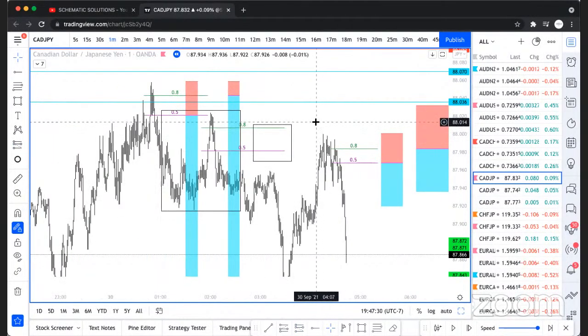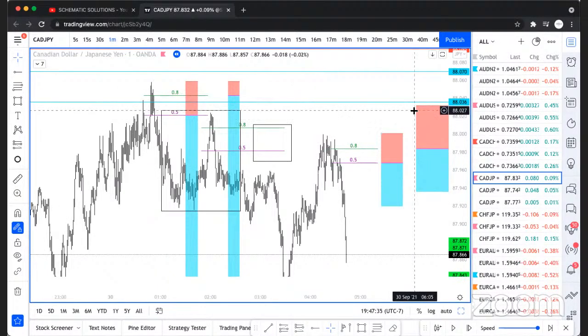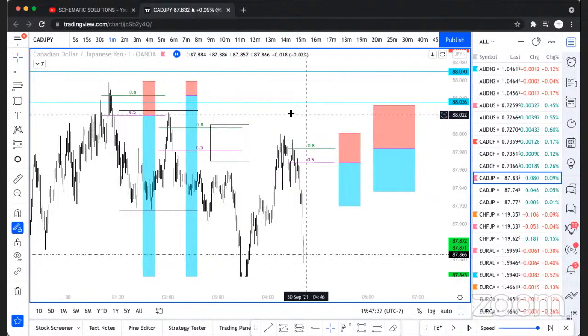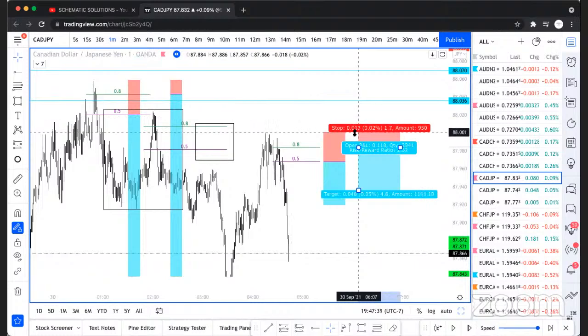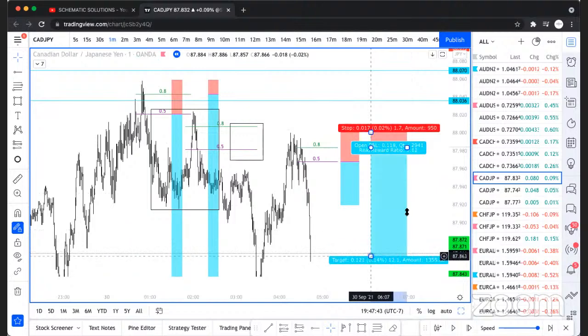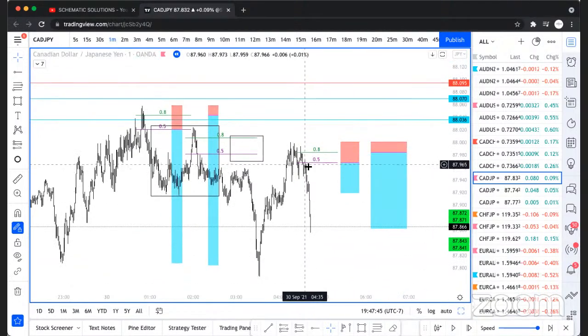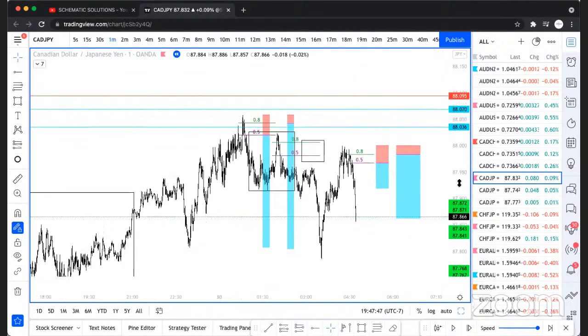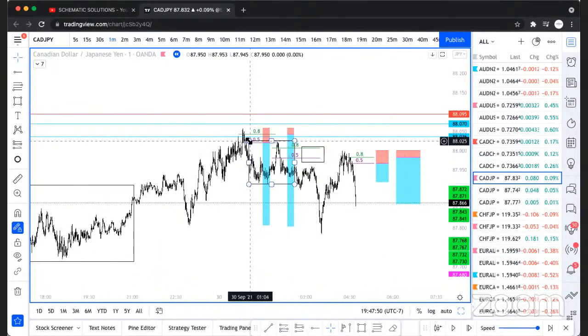Got you. And so this is the second position I took last week. And the reason why I took this position, which was the 80%, was because by the time I actually woke up, I saw that London tapped into our CADJPY.